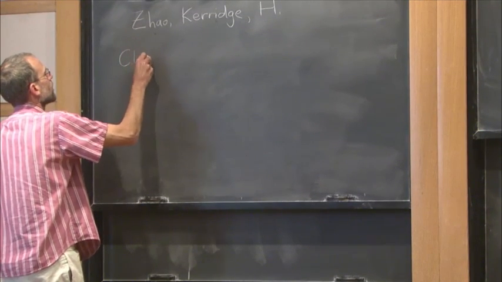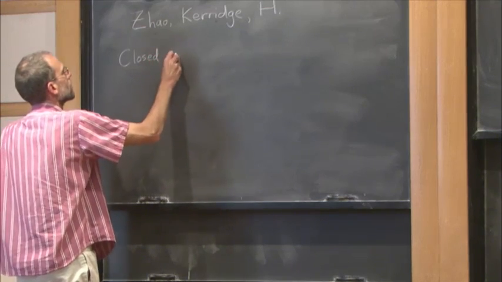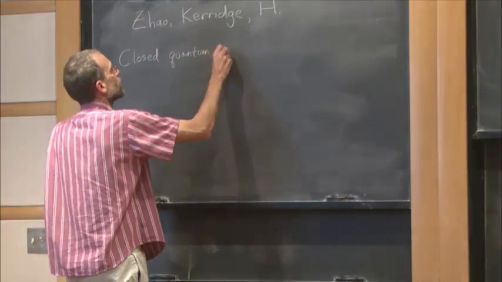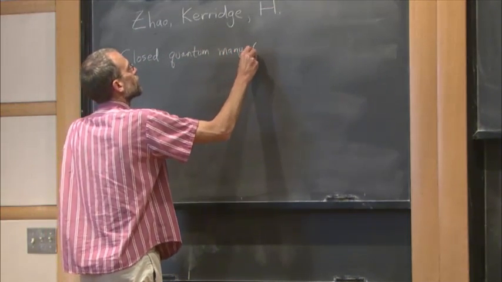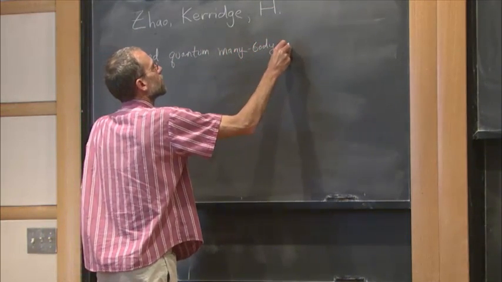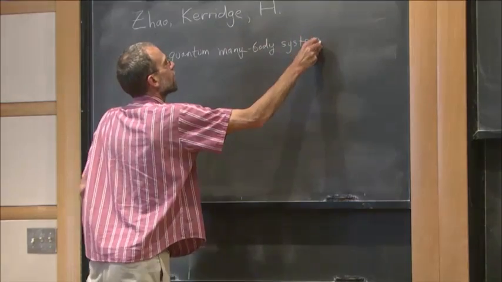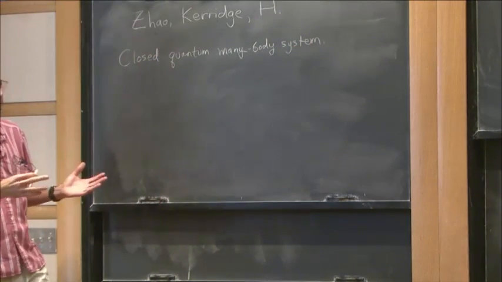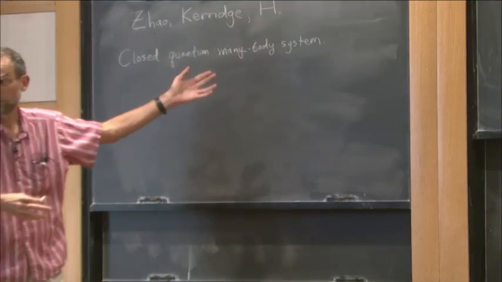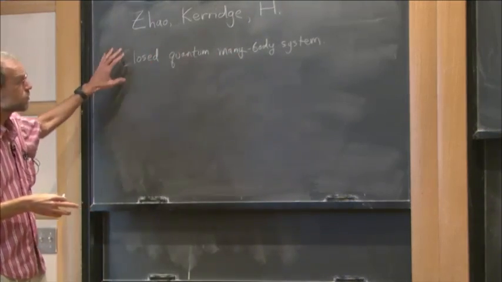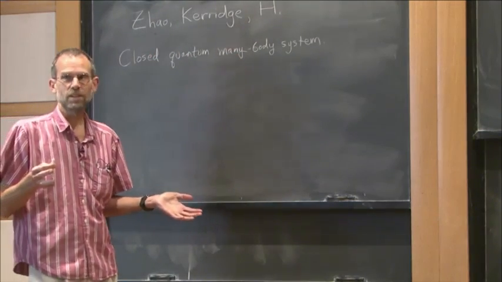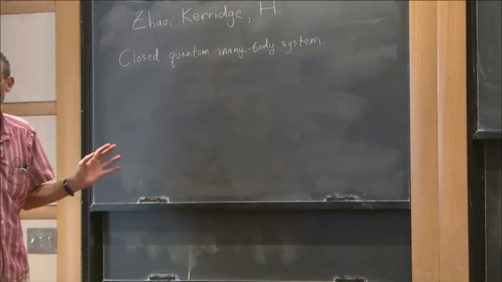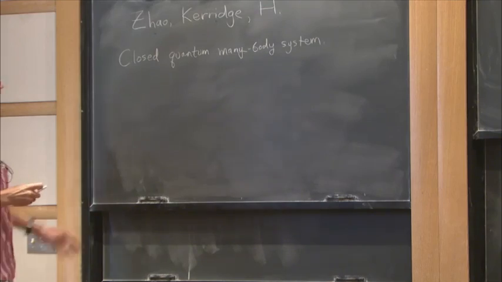So what I'm going to talk about is closed quantum many-body systems. And what do I mean by closed? It's a quantum system with many degrees of freedom. In particular, it's going to be a spin system. And closed means it's isolated from the environment, so its dynamics is just given by its Hamiltonian. No coupling to a heat bath. That's what we mean by closed.